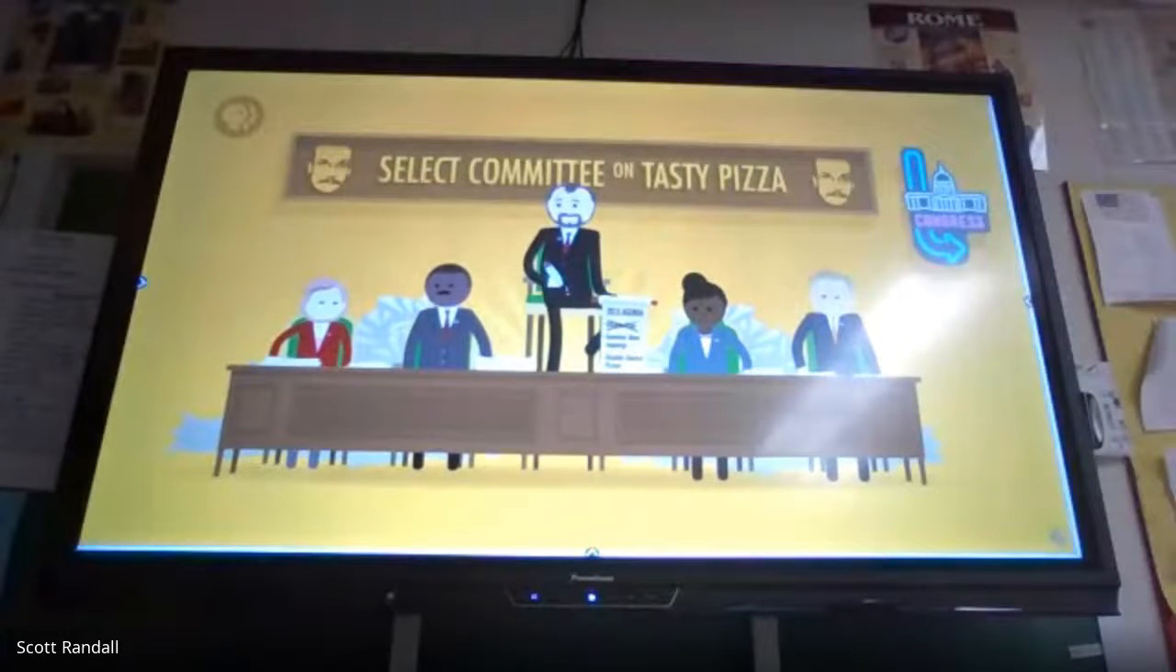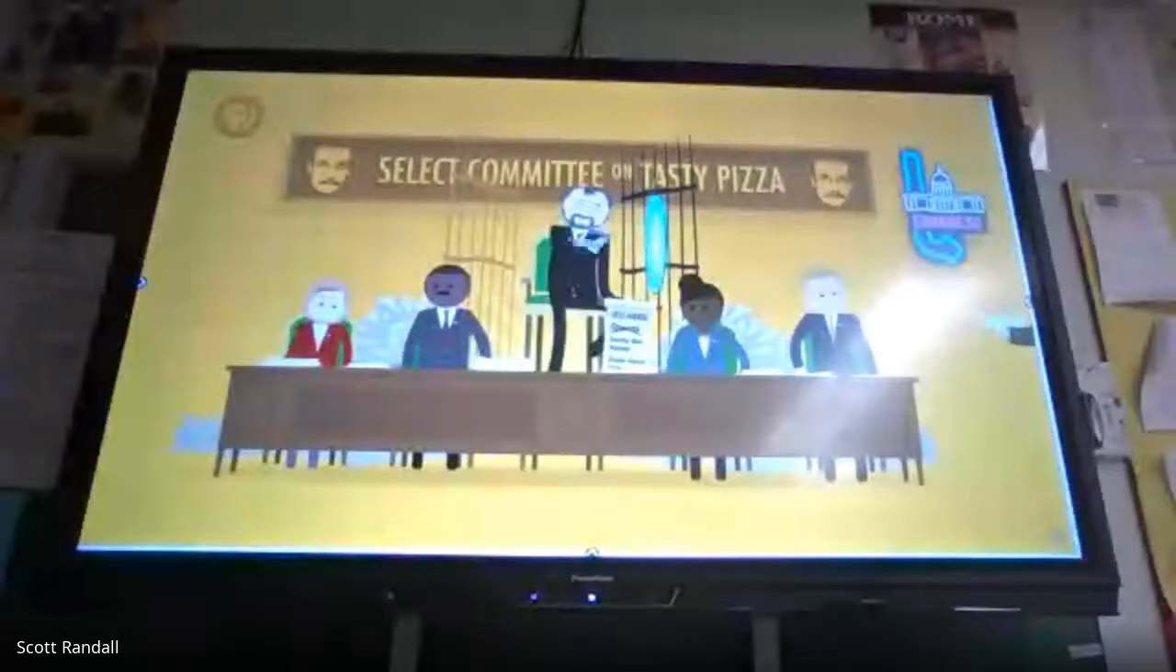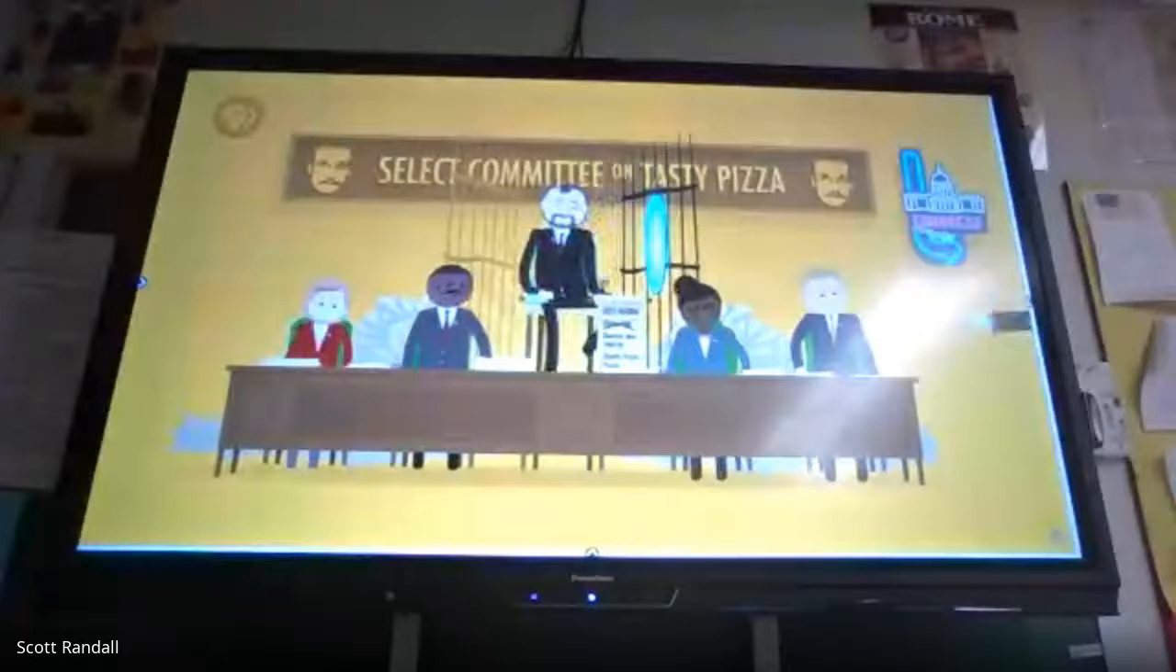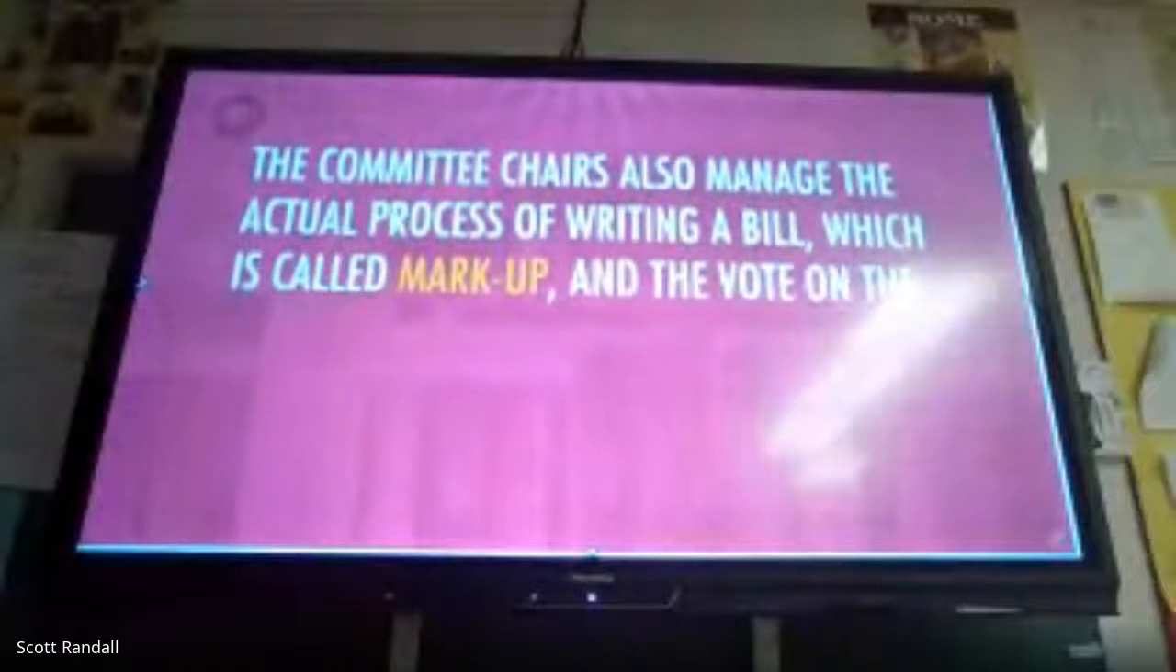This power to control what ideas do or do not become bills is what political scientists call gatekeeping authority, and it's a remarkably important power that we rarely ever think about, largely because when a bill doesn't make it onto the agenda, there's not much to write or talk about. The committee chairs also manage the actual process of writing a bill, which is called markup, and the vote on the bill in the committee itself.